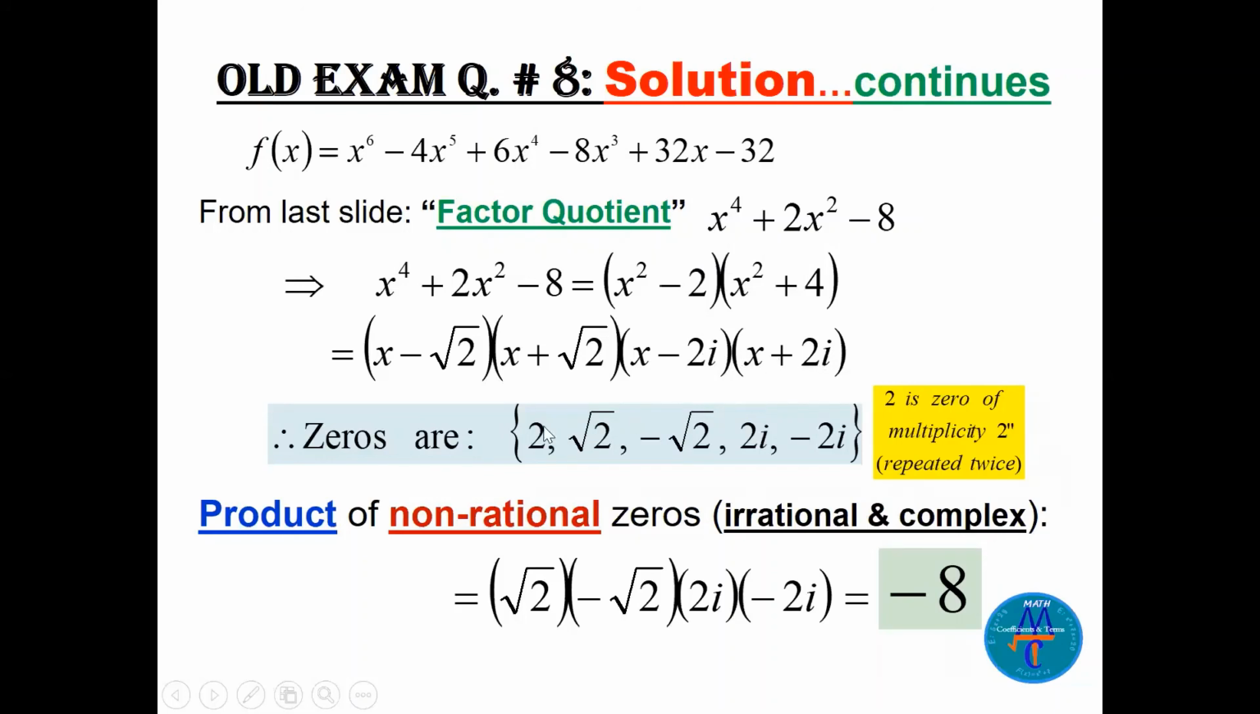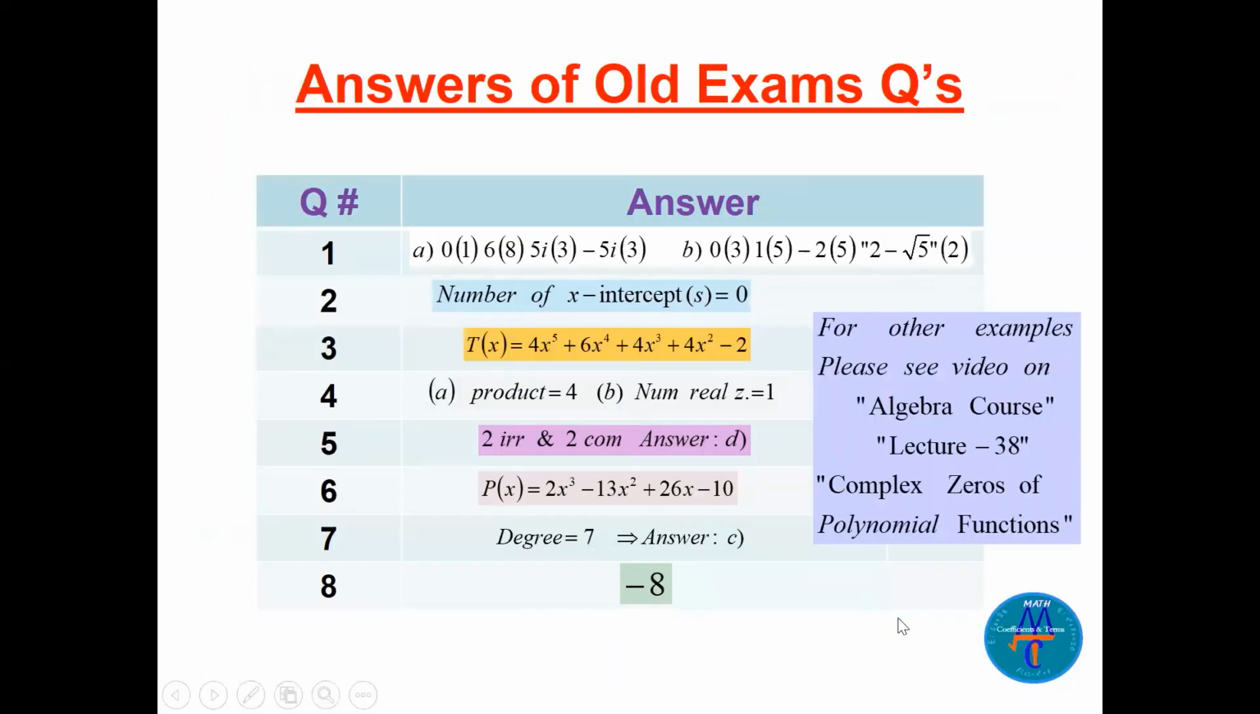Now let's see all the zeros. There are 6 zeros. We have 2 repeated 2 times, so this is rational. We have square root of 2 and minus square root of 2, these are irrationals, and 2i and minus 2i. So the product of the non-rationals takes square root of 2, minus square root of 2, 2i, minus 2i. Be careful here. The first two, the product is minus 2, and here we have minus 4i squared. i squared is minus 1. So the whole answer is minus 8.